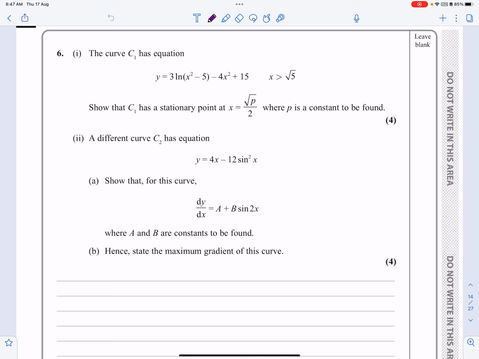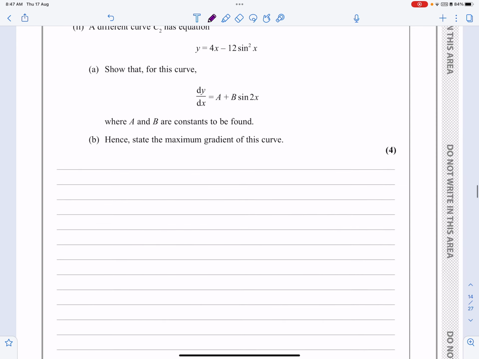Okay, this is the P3 paper from October 2021. It's question number 6, and this is going to be a differentiation question. We're going to be differentiating log functions, we're going to be differentiating trig functions, and we're going to be finding stationary points and gradients. Okay, so let's make a start.